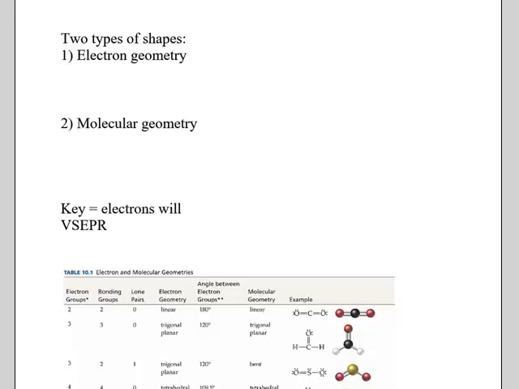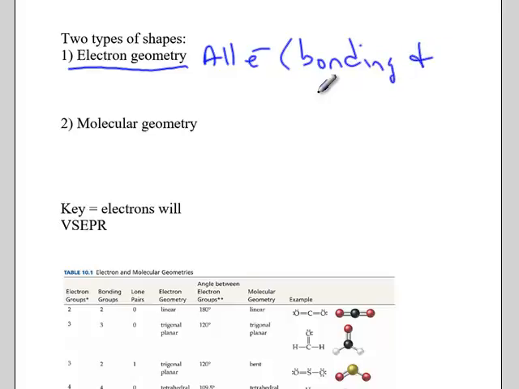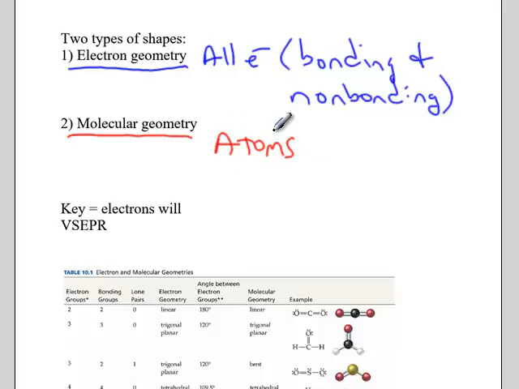So, discussing the shape of molecules, there's two ways that we can look at the shape. Way number one is to look at all the electrons, in other words, bonding and non-bonding electrons. The second way is to look at the atoms, and only the atoms.